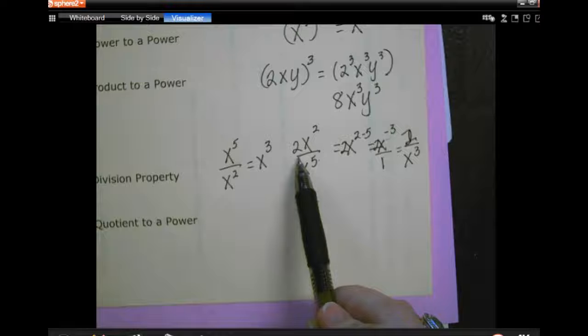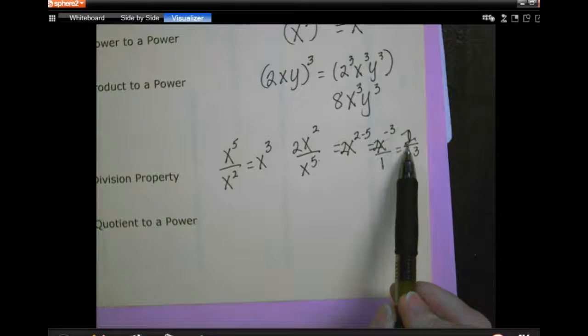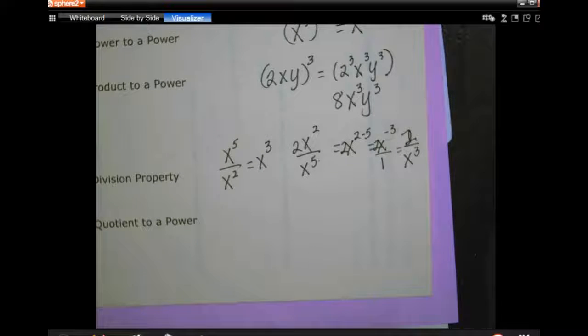So if there's a 2 in the problem to start with, the 2 is going to stay on top, and just the negative exponent goes to the bottom. If there's nothing there, you fill in a 1. Okay.